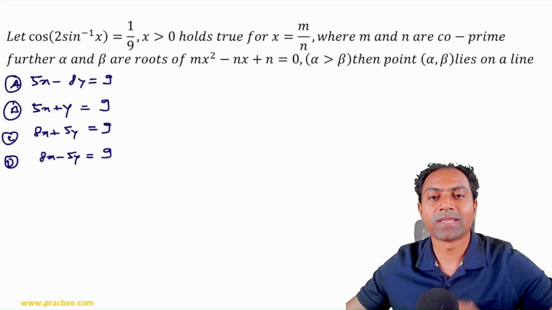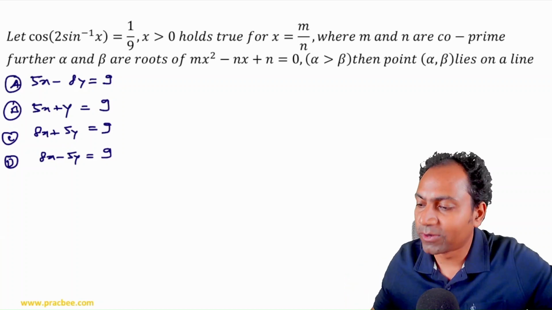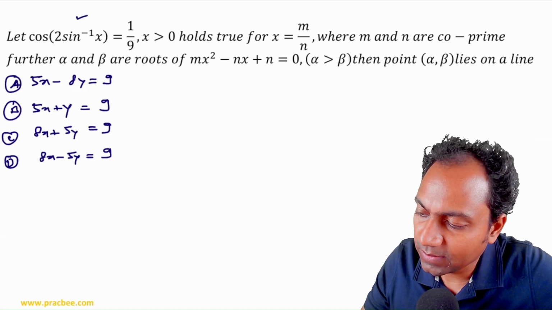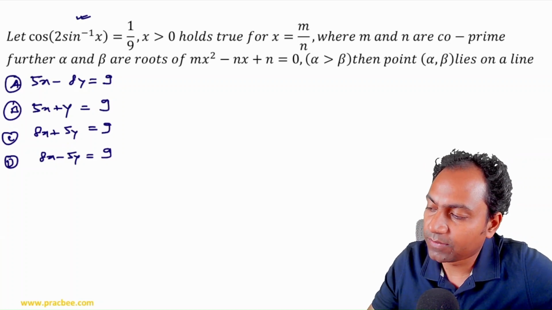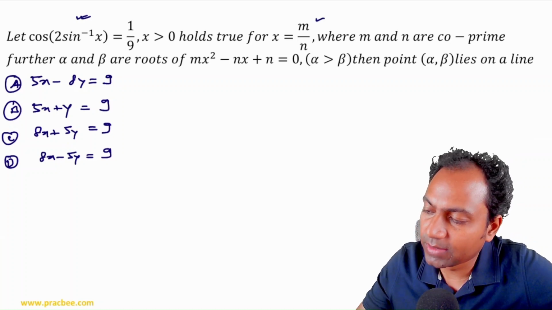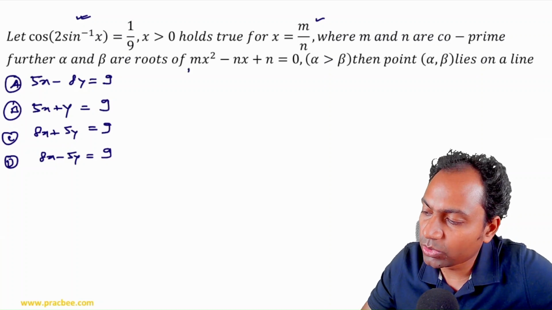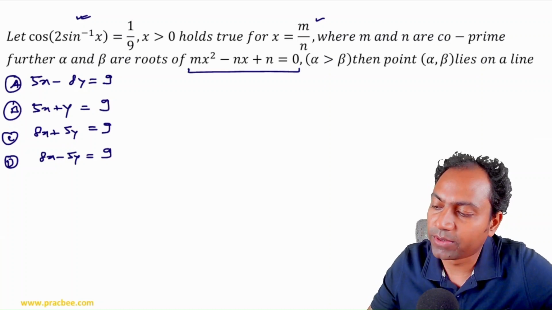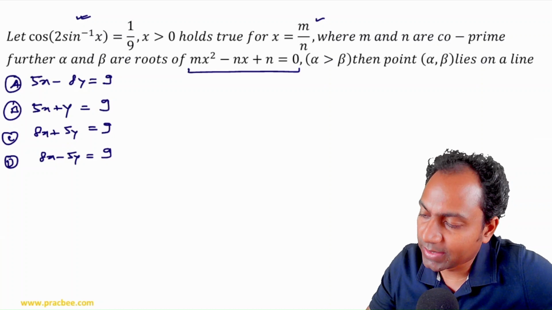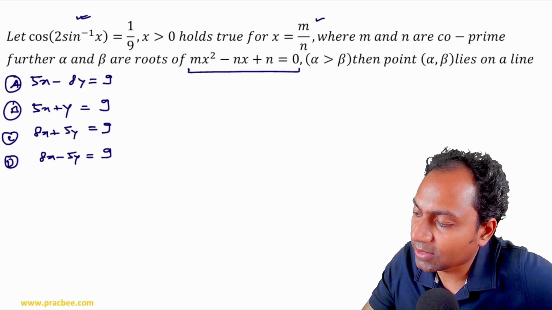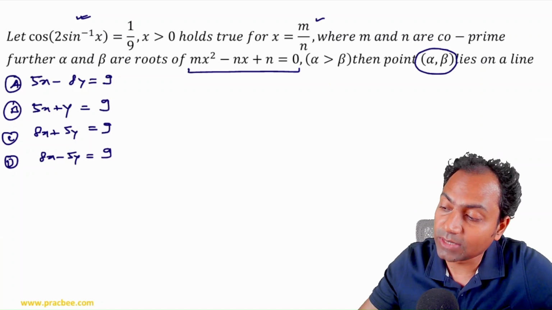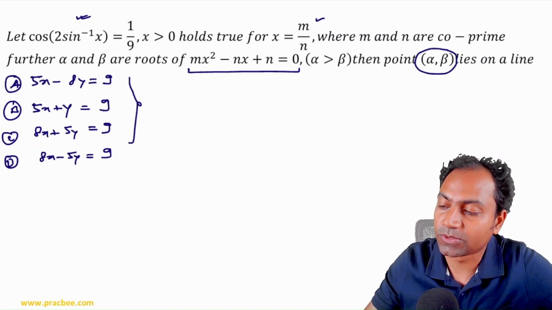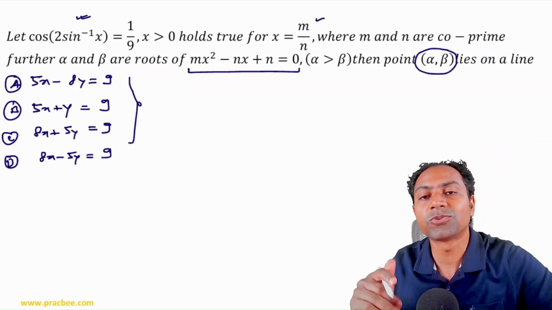Now this question is a combination of two important topics of mathematics. One is nothing but the inverse trigonometry part that we need to solve first. Whatever answer we get from that, what we are getting is m and n, and then this m and n will go to the second part, that is nothing but a quadratic equation. What we need to find is nothing but the roots of this, that are alpha and beta. And then the third part talks about which of these options this alpha comma beta will satisfy. So there are three parts in the question. Let us do in that order only.